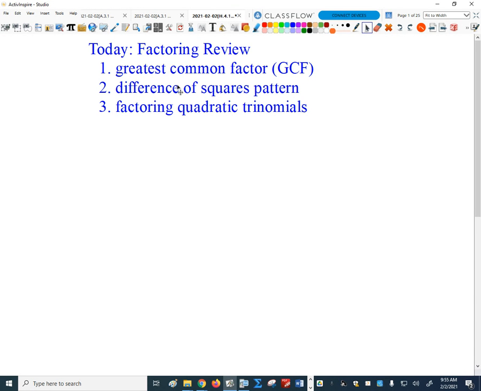The main points we're going to hit, we want to talk about greatest common factor. We're going to look at the difference of squares pattern and then factoring quadratic trinomials. And this should be mostly review, but it's been a while, and so you may be a little rusty.